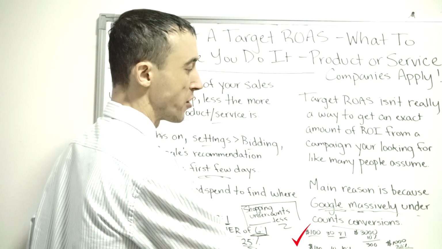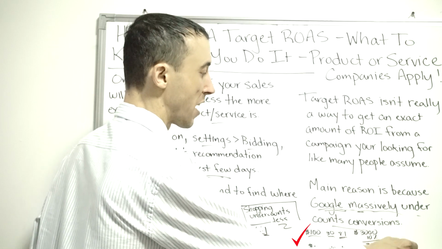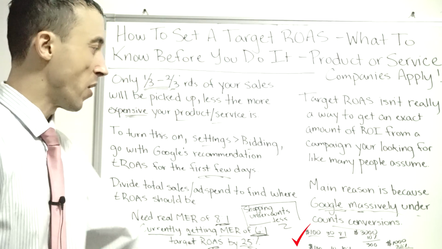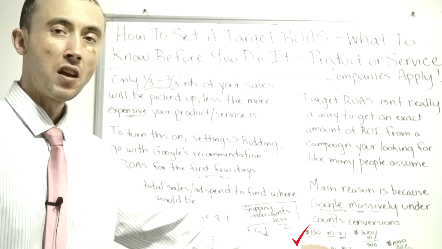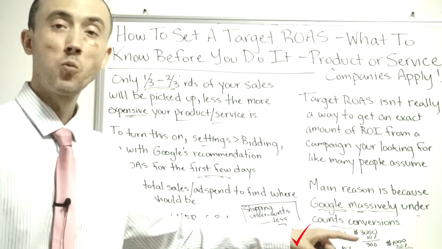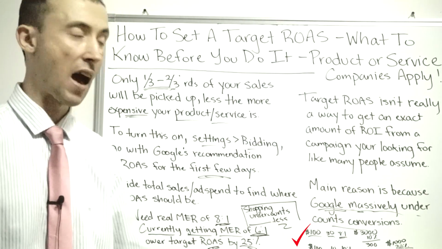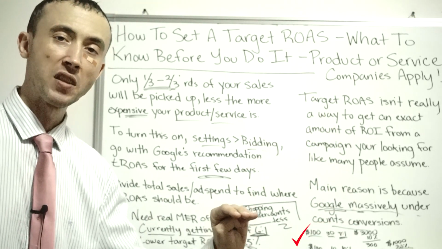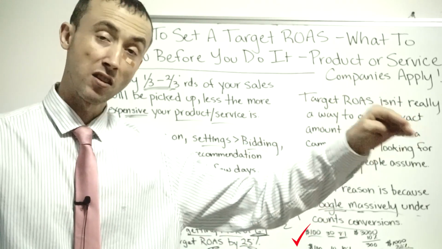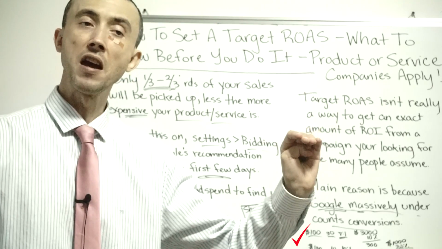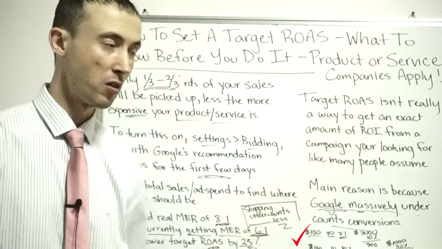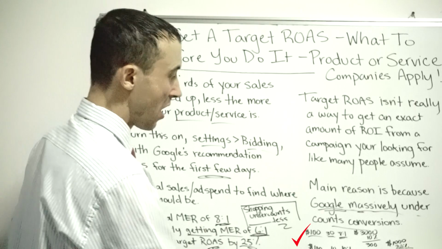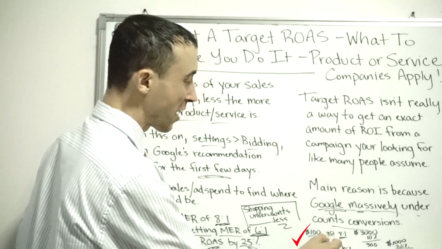You had a 20% profit margin. You actually had $200 a day in profit that you were generating when you had the 10-to-1 return with the target ROAS setting that you had. When you lowered the target ROAS by 20% to try to get more sales at a slightly lower ROI, but still a ROI that's feasible and still profitable, you actually ended up tripling your sales.